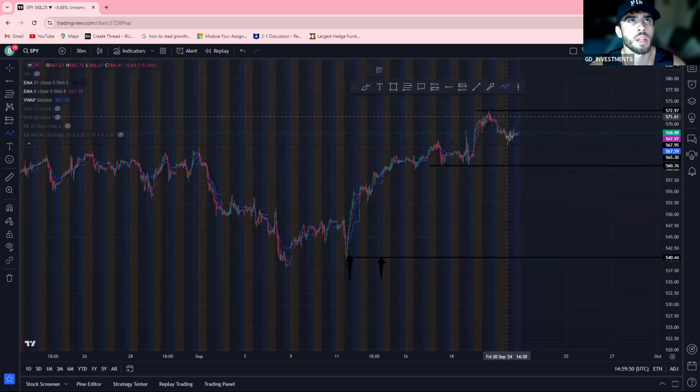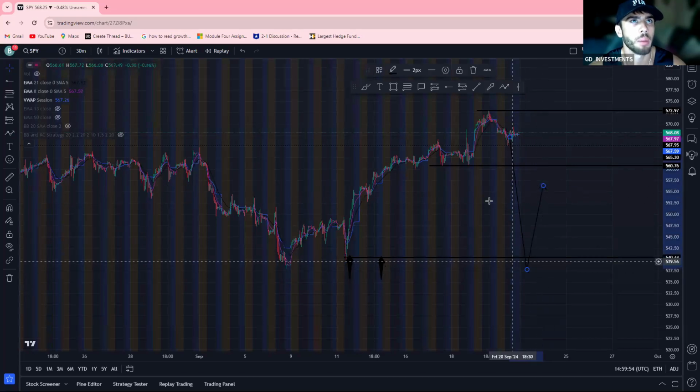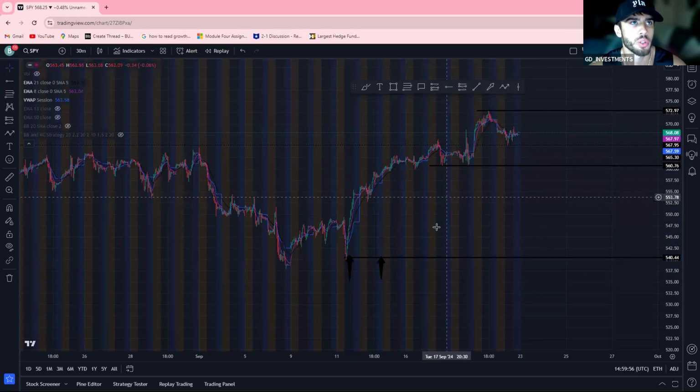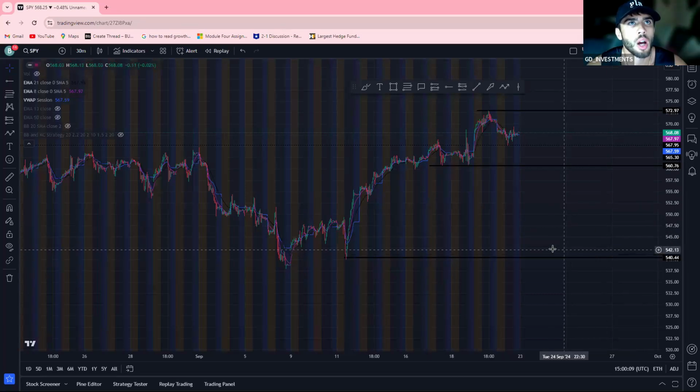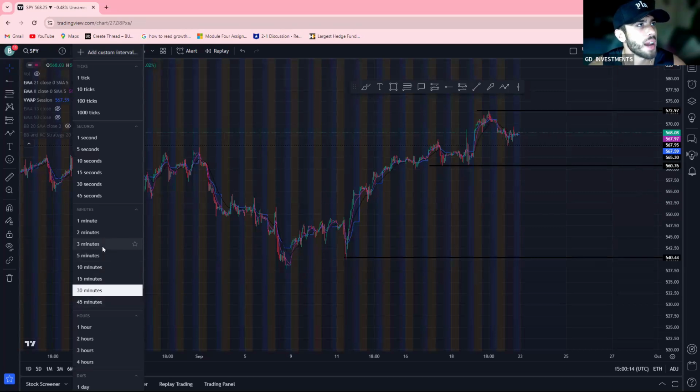So when price trades down to that, it's more likely to sweep that level and fuel the market back up because there is a lot of resting orders down there. That 540 area is what I'll be watching if price does trade lower this week. All right, let's move down to a 5-minute time frame.